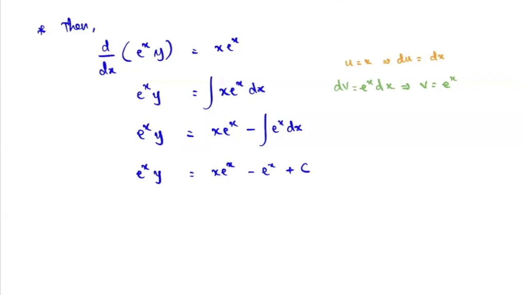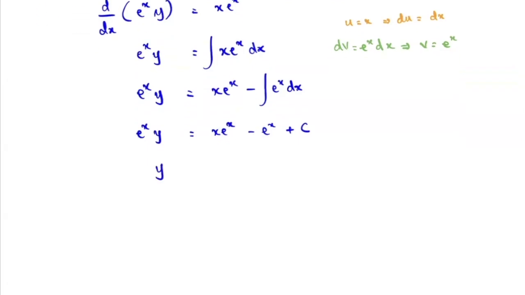Okay. Now to solve for y by itself, you divide both sides by e to the x. You get y equal to x minus 1 plus C over e to the x, or you can write x minus 1 plus C times e to the negative x. So that's the general solution.